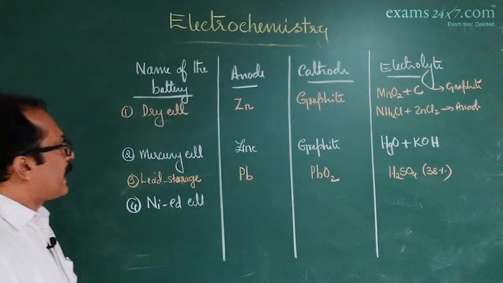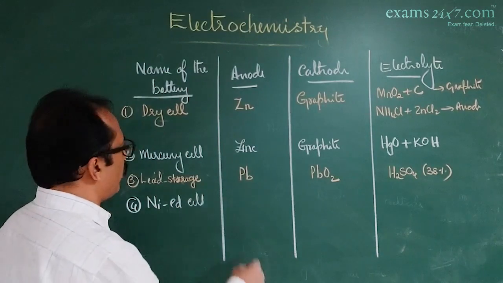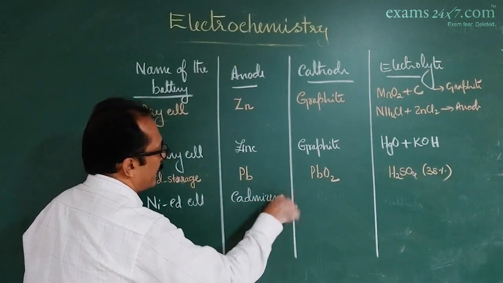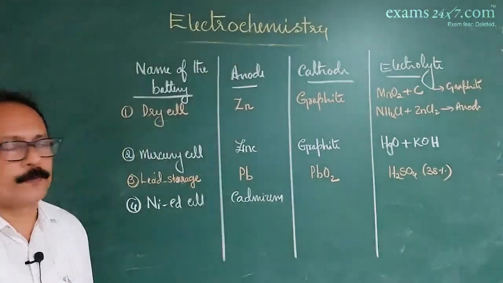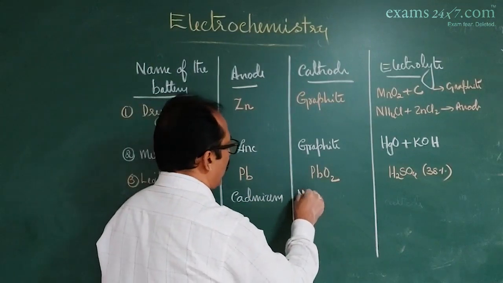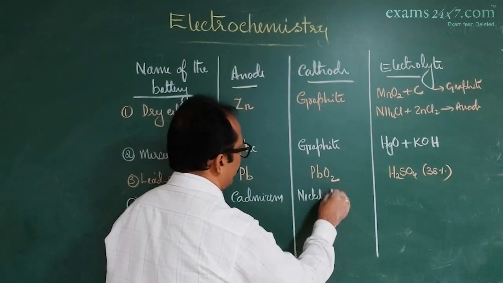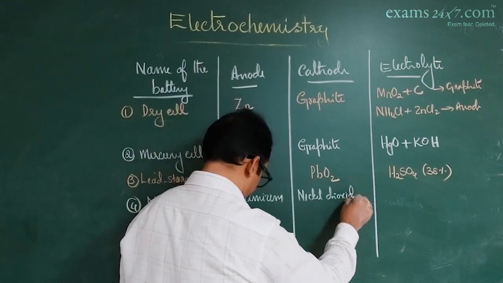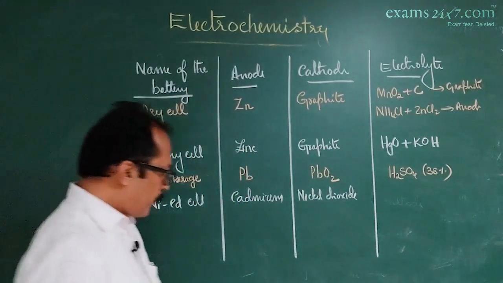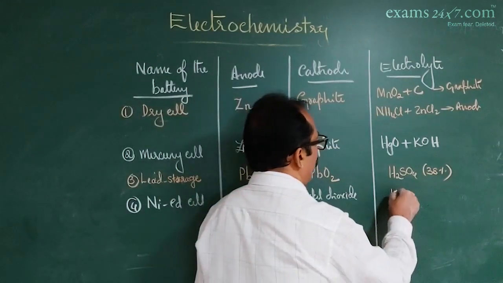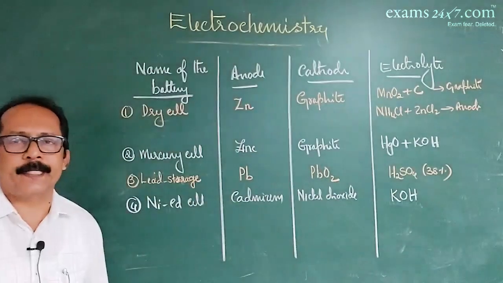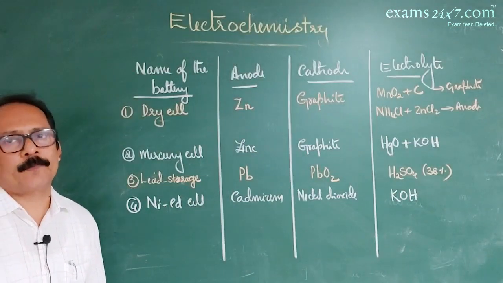Now, see, in the Nicad cell, cadmium acts as the anode. So when cadmium acts as the anode, the nickel dioxide acts as the cathode. So what about the electrolyte? Here also, it's an alkaline battery. So the reaction takes place in basic medium, potassium hydroxide.